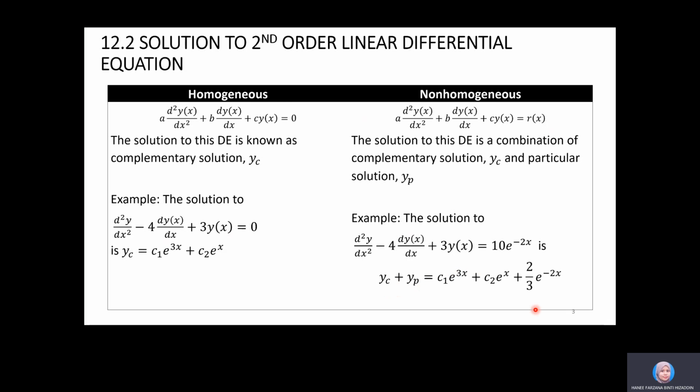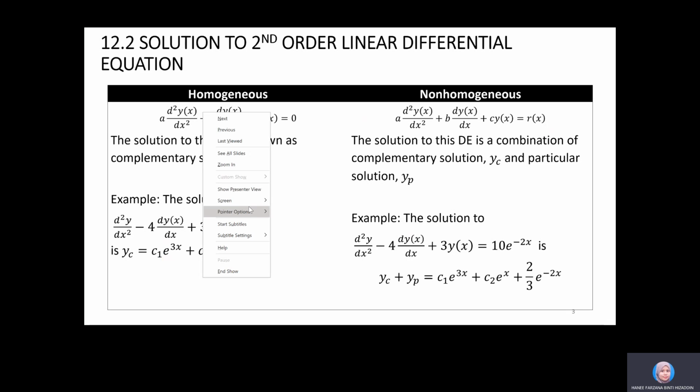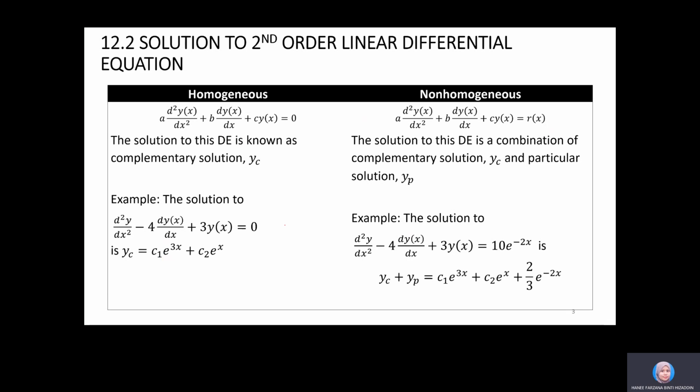As you can see, the yC here is the same as the solution to the homogeneous part. But because this is a non-homogeneous ODE, you have to add the yP, the particular solution. This part here is your yP. We will go through how to solve for both homogeneous and non-homogeneous.